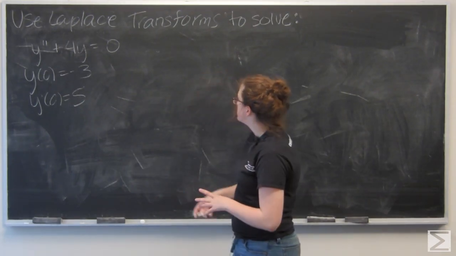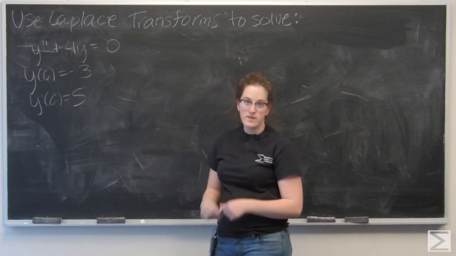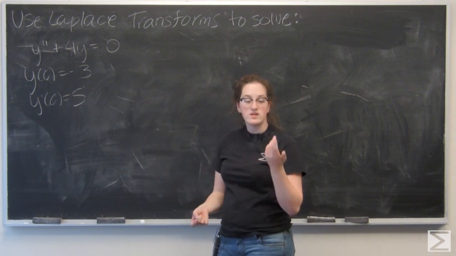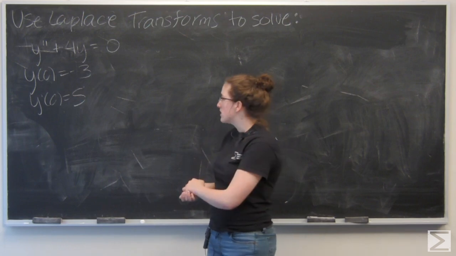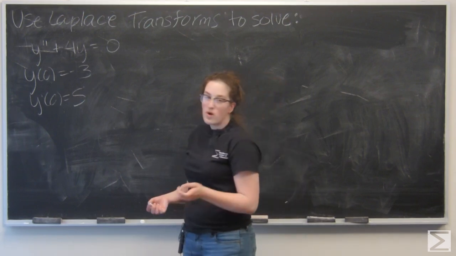This question asks me to use Laplace transforms to solve this second order initial value problem. So to do that, I just want to take the Laplace transform of each term and then solve for Y of s. So let's start with y double prime.